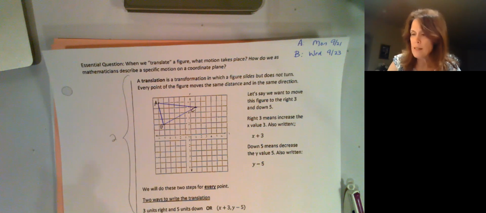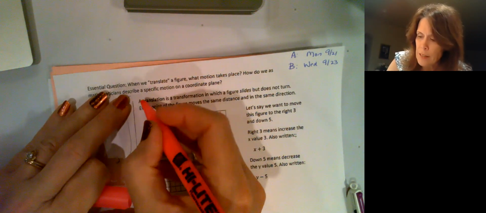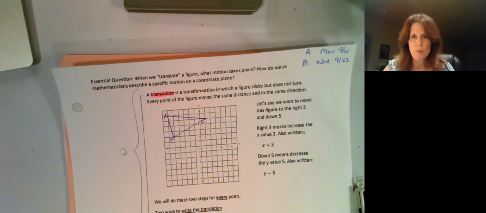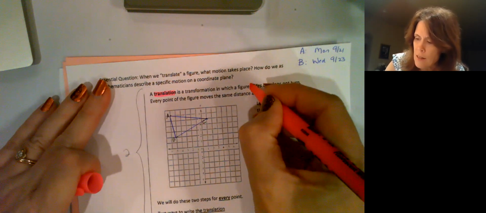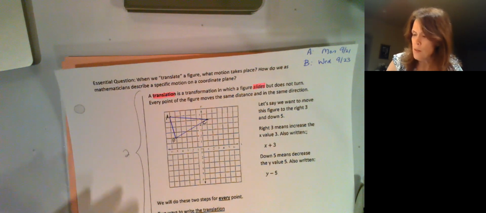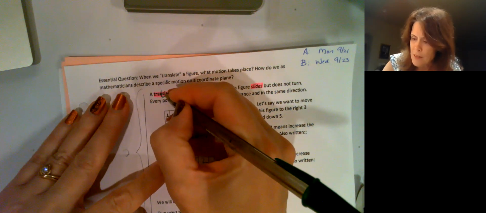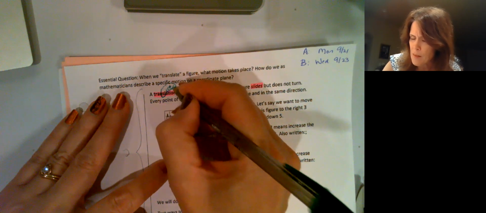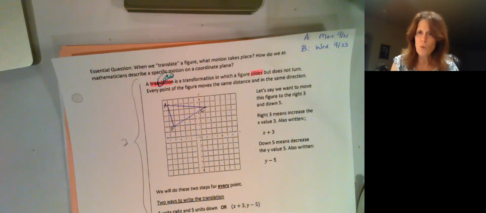At any rate, we are going to talk about translations, which is what our investigation was yesterday. A translation is one of 4 transformations that we're going to learn about. A translation is just a slide. I usually remind myself that I can see it right in here: slide. So we slide it left or right or up or down, or a combination of those things.